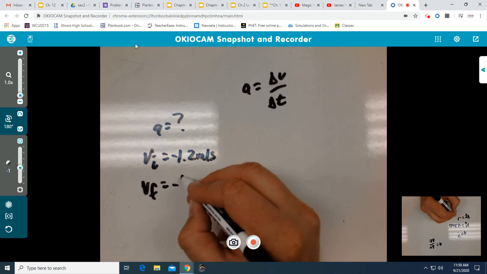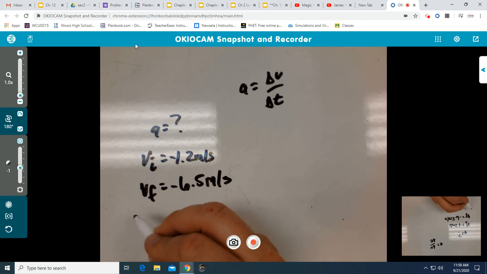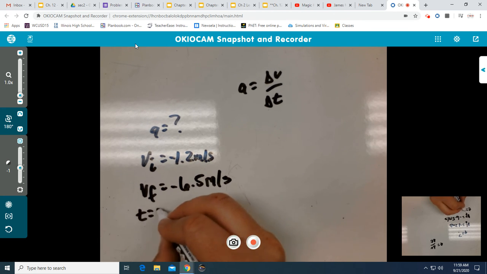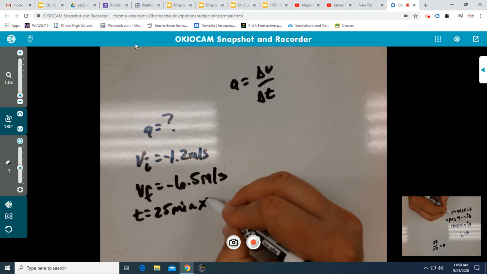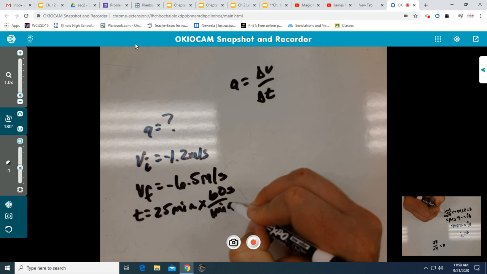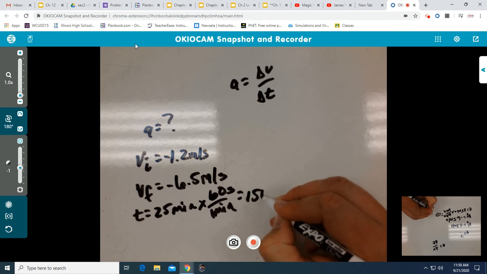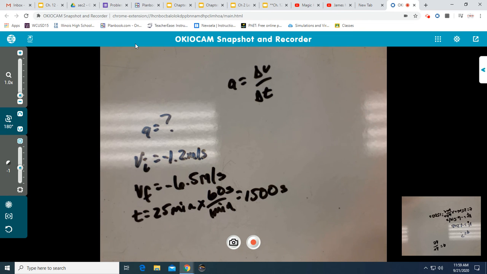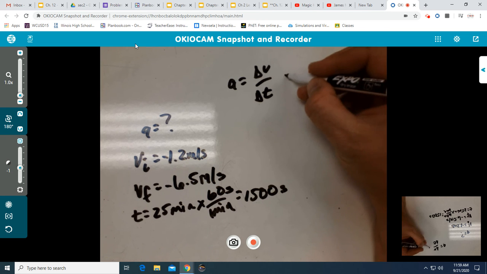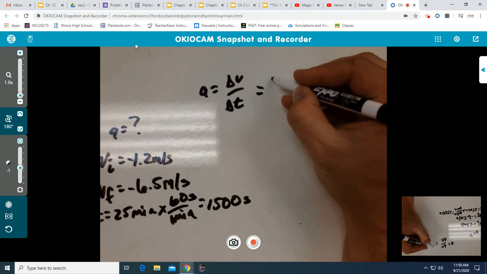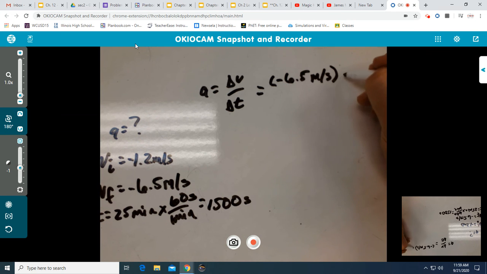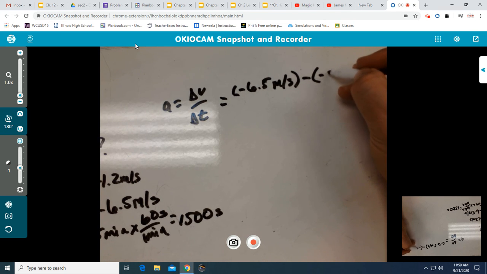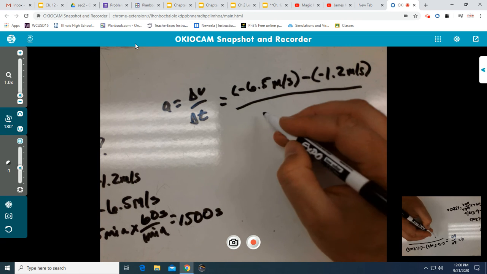Vf, negative 6.5 meters per second. And time, we get 25 minutes, which again, got to have it in seconds. Do some quick conversion here, and we get 1,500 seconds. So, go ahead and put our information in here. We have our vf, which is negative 6.5 meters per second, minus our initial of negative 1.2 meters per second, and divided by 1,500 seconds.